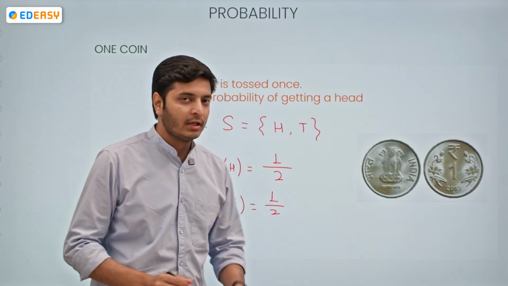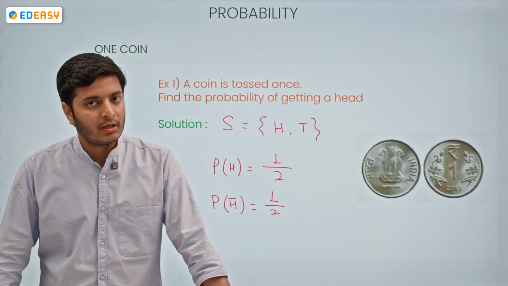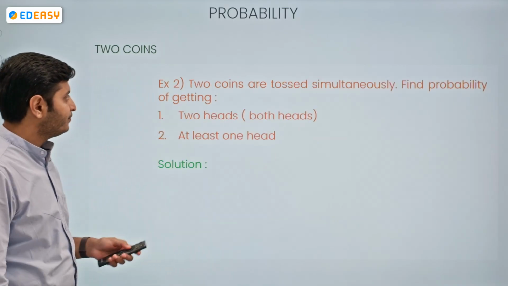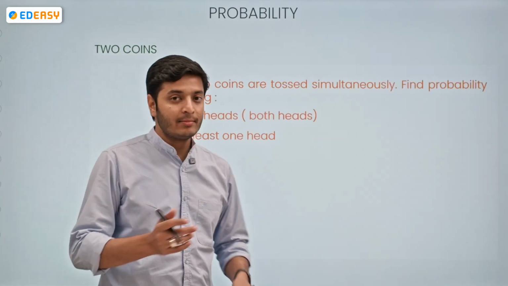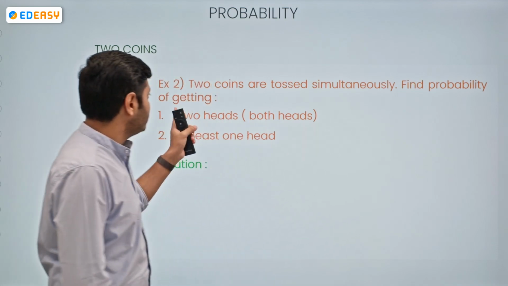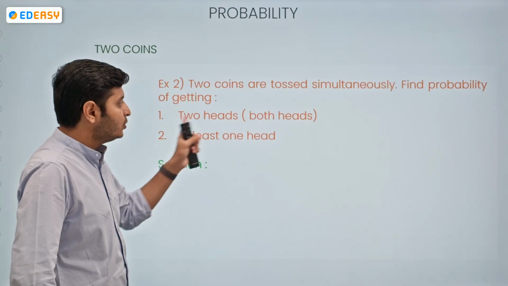That's why they are complementary. If you add 1 by 2 with 1 by 2, you're going to end up with 1, correct? Now, one more problem. Two coins are tossed simultaneously. So this time we are tossing two coins. Find the probability of getting, first part, two heads.